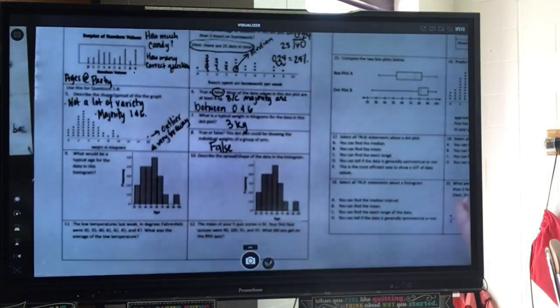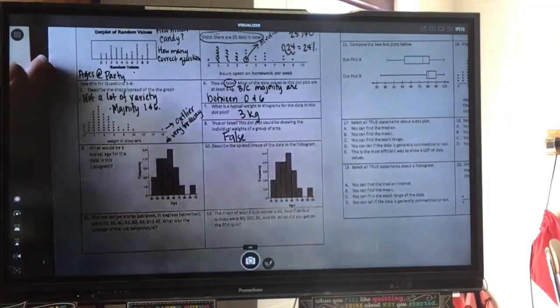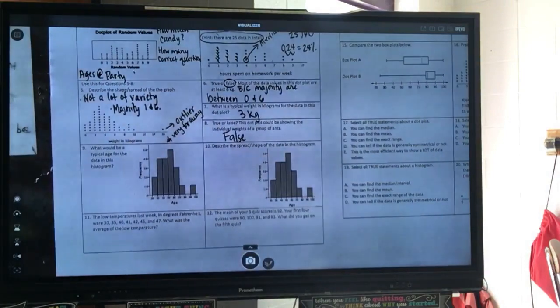All right. Number 9, it says, what would be a typical age for the data in this histogram? So what would be a typical age for the data in this histogram? What do you think? 60. 60? Why'd you pick 60? Because the histogram says 5. It's just 5. And it's like the tallest one out of all of them. So that probably means that there's more.